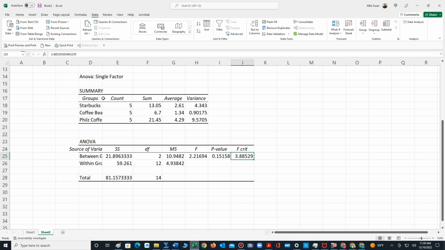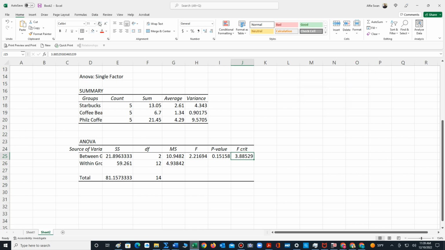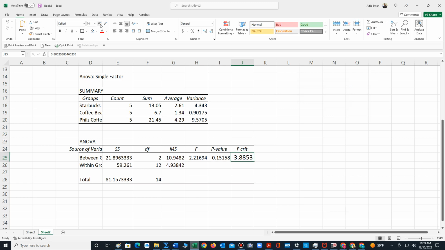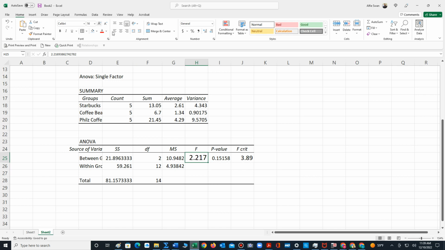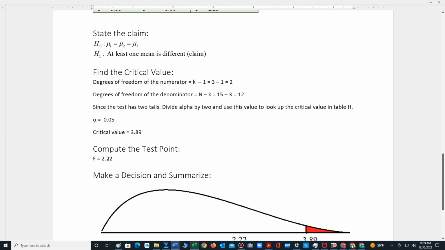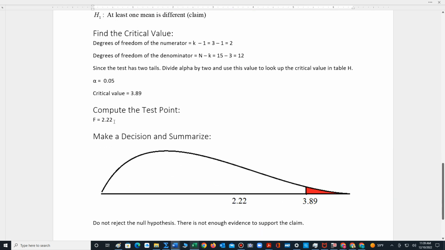First of all, as I mentioned before, we have the critical value listed there. And let's round it to 2 decimal places. You can see it's 3.89. The other value that's of importance to us is our test point. So our test point is 2.22. So that's how we were able to find F is 2.22.